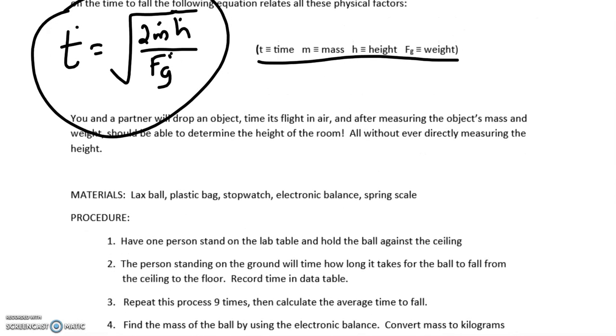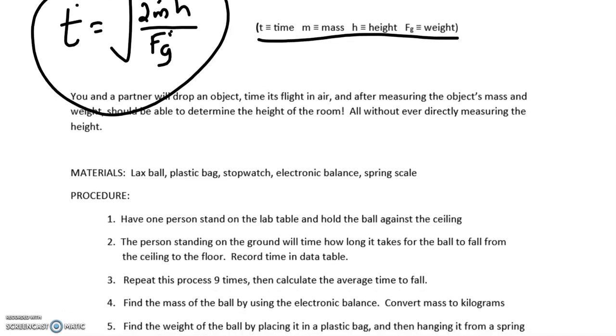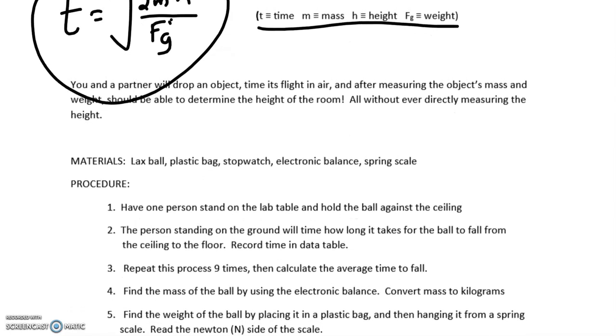I have here the list or a procedure of what you're going to do. Basically, you're going to get a partner, and with the class, we should be able to do 7 groups of 2, maybe 1 group of 3. You're going to drop an object. That object is going to be a lacrosse ball. The lacrosse balls are in a white bucket next to the window, and you're going to hold it against the ceiling, and you're going to drop it to the ground, and you're going to time its flight.